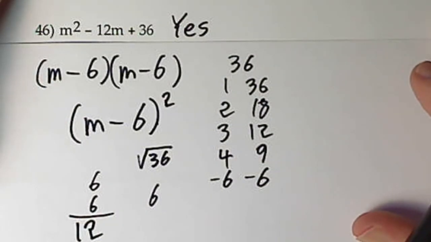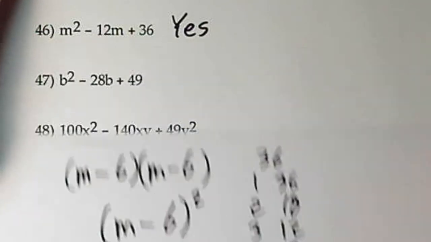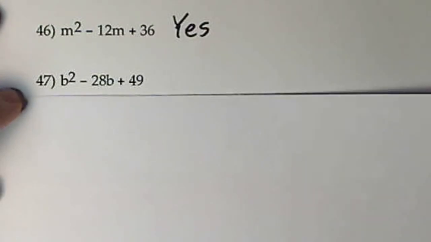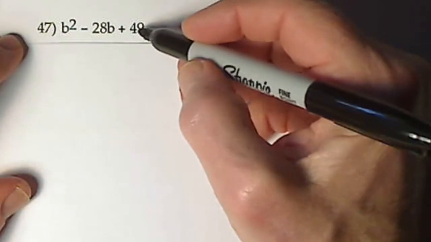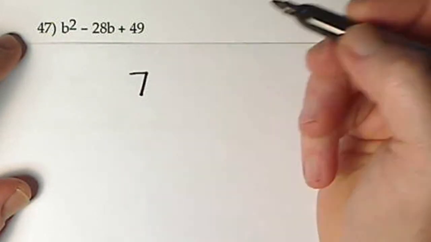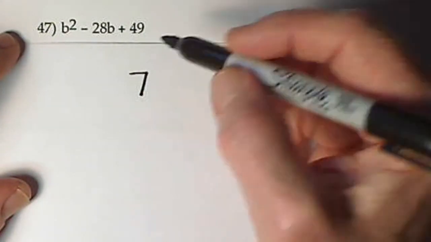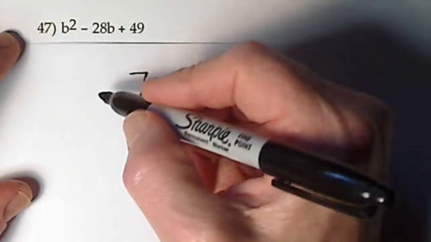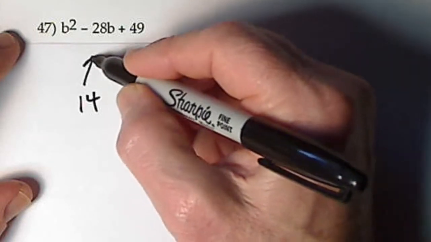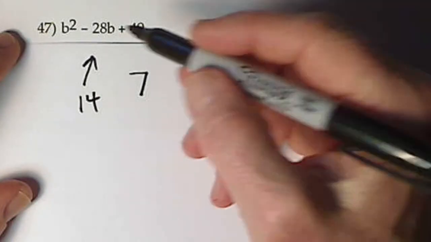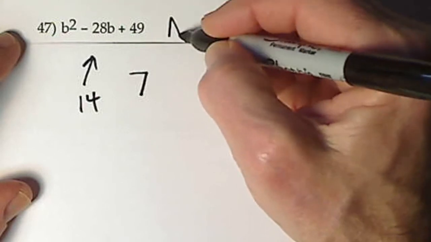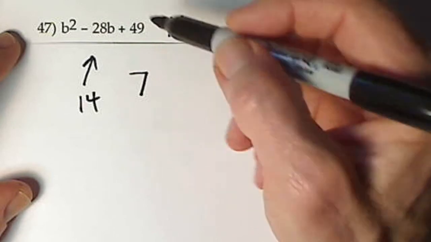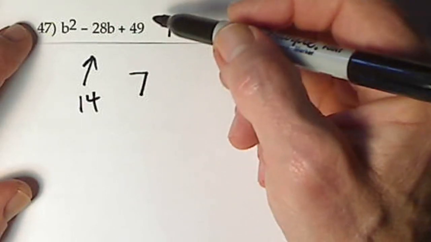Let's see, that's 46. We'll also take a look at 47, just to reinforce the point. What's the square root of 49? 7. What's 7 plus 7? 14. Is that what I have right there? No. Is this a perfect square trinomial? No. If this had been minus 14b, it would be a perfect square trinomial, but it's not.